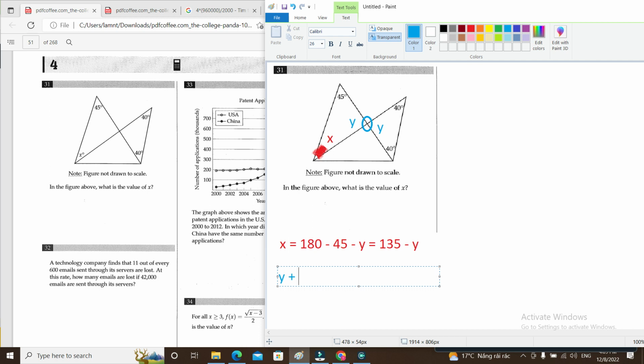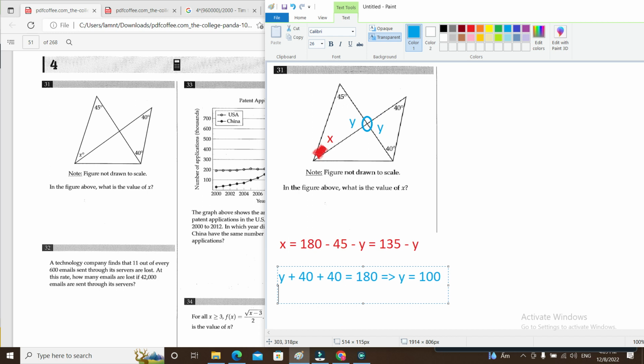So y plus 40 plus 40 is equal to 180, right? So we can figure out y is 100. Y plus 40 plus 40 is 180 because y and the two angles of 40 degrees lie in the same triangle.